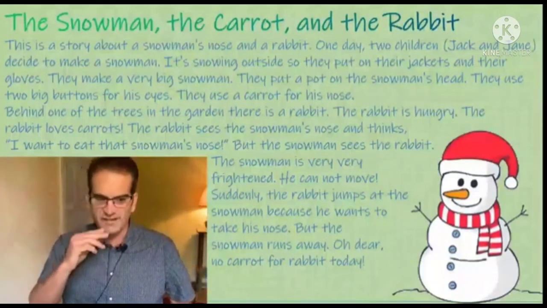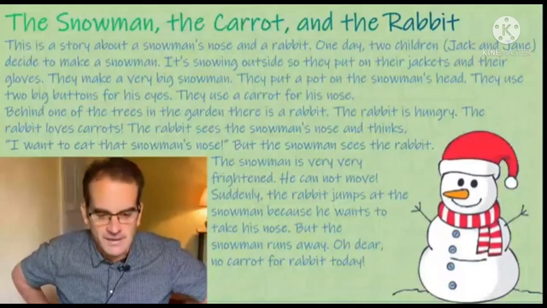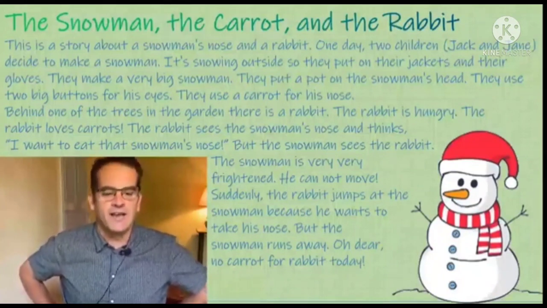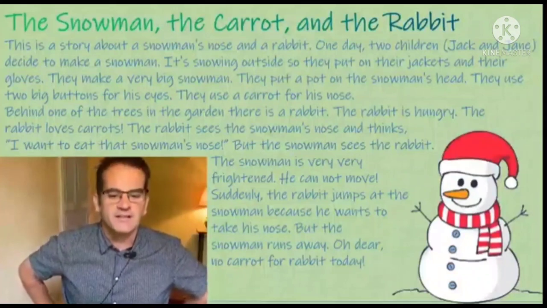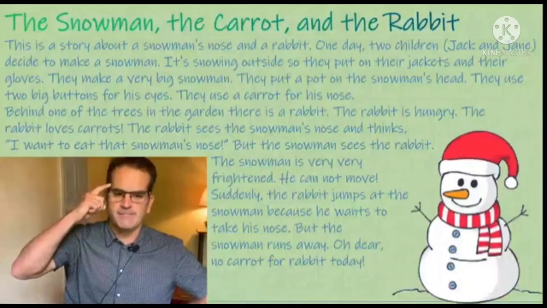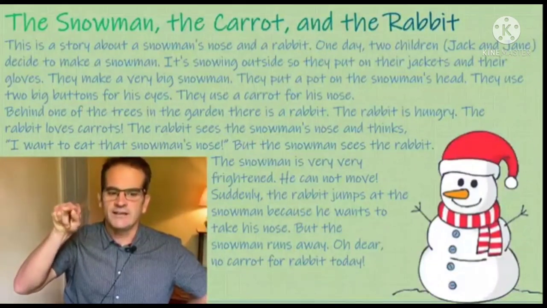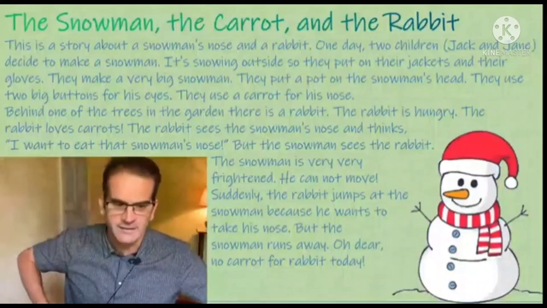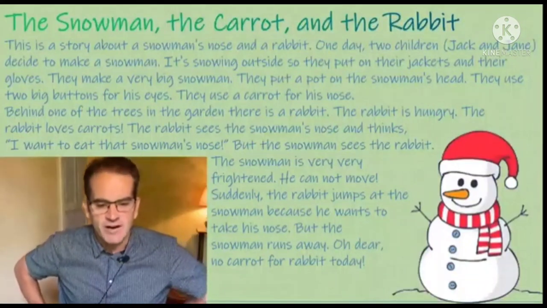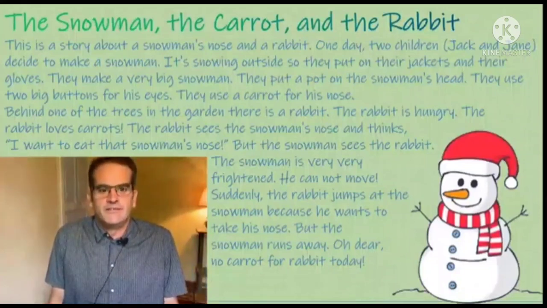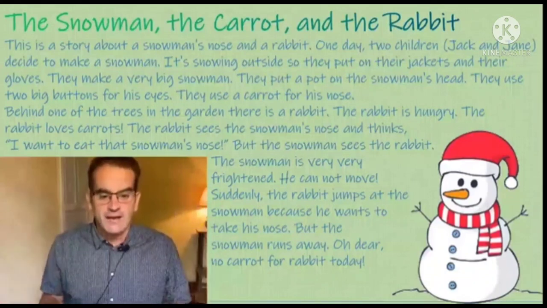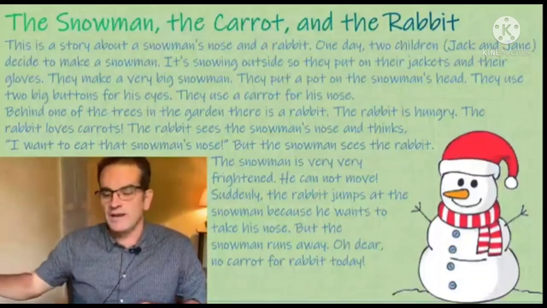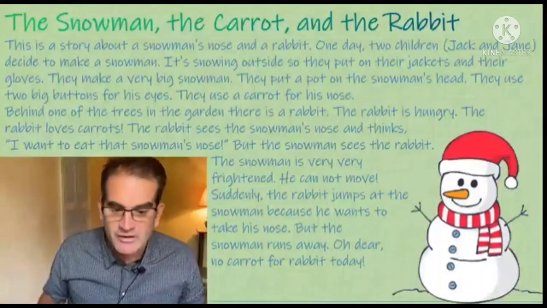Behind one of the trees in the garden, there is a rabbit. The rabbit is hungry. The rabbit loves carrots. The rabbit sees the snowman's nose and thinks, I want to eat that snowman's nose. But the snowman sees the rabbit. The snowman is very, very frightened. He cannot move. Suddenly, the rabbit jumps at the snowman because he wants to take his nose. But the snowman runs away. Oh dear, no carrot for rabbit today.